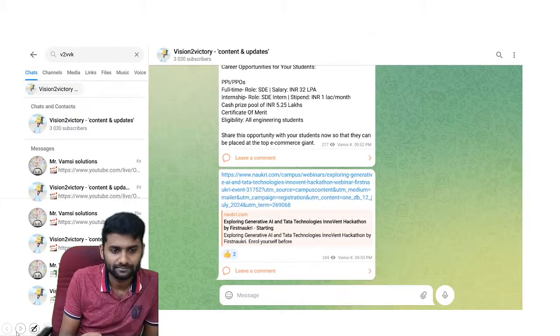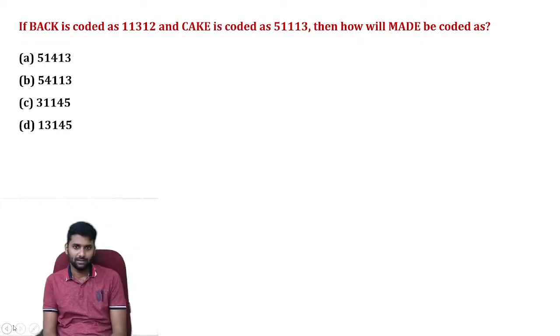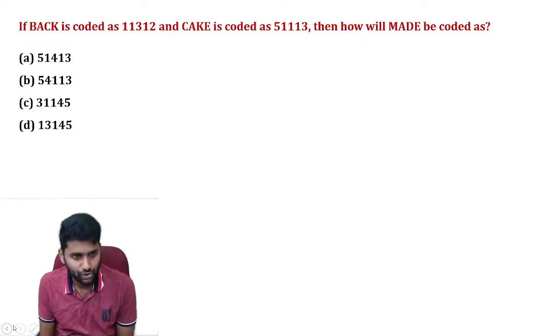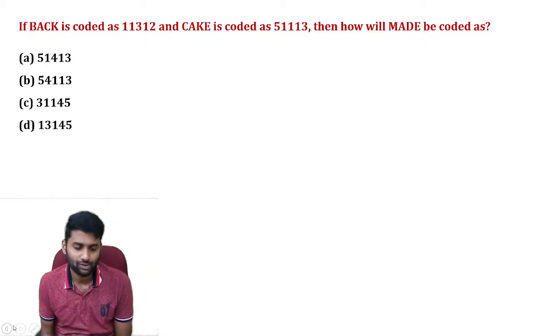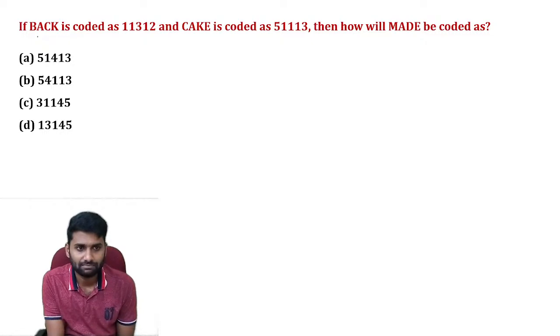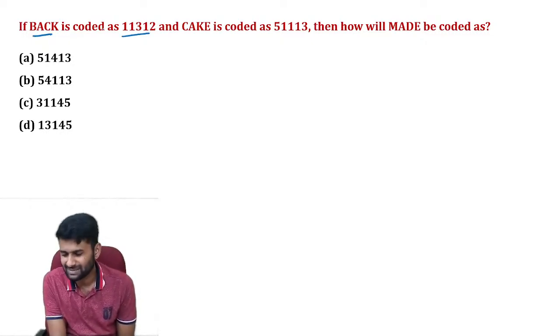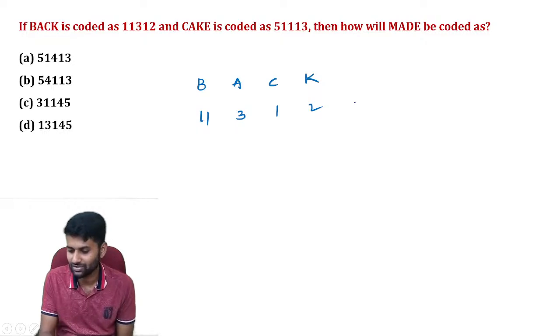Next. Here is the question: if BACK is coded as 11312, CAKE is coded as 51113, how is MAGE coded? Now see here, the number of letters and the total number of digits are completely different. Understand the logic. B, A, C, K: 11, 3, 1, 2. Write it in this way, then you understand the logic here.